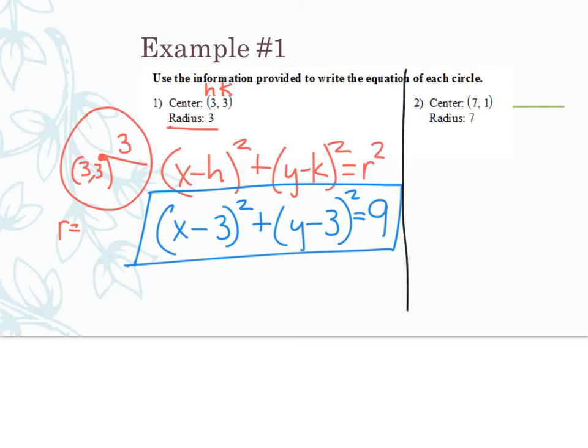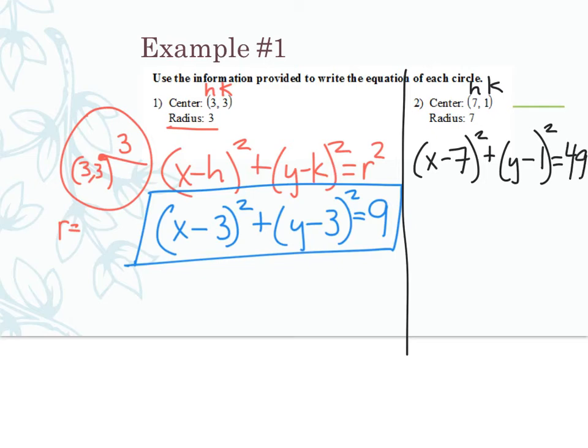Let's go to number 2. Same information. I won't draw the picture this time, but the radius is 7. Here is h. Here is k. Let's write it this time. I'll fill it in as I go. X minus h, y minus k equals r squared. 7 squared is 49. And we're done. This is easy.